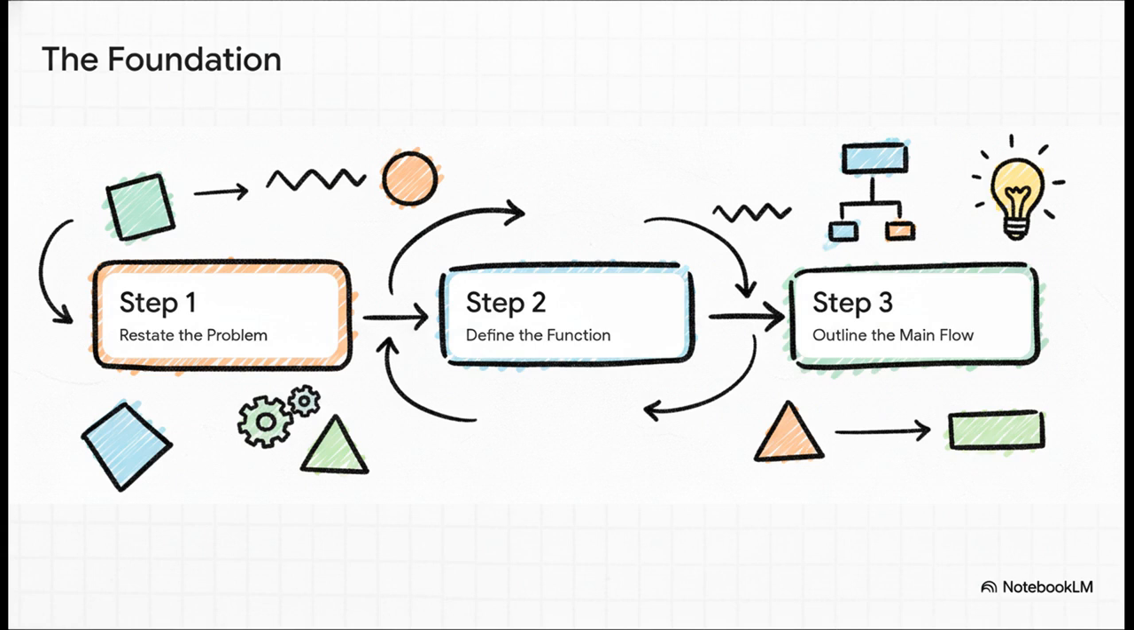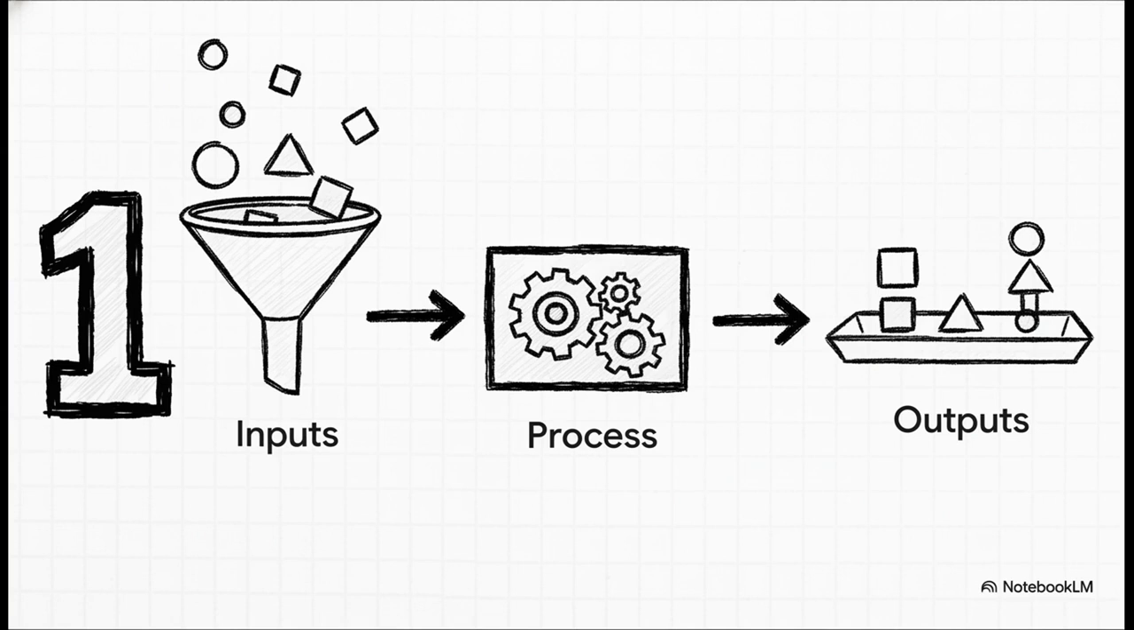Let's break them down. Step 1 is, you gotta hear me on this, it is so critical. Restate the problem in your own words. Just ask yourself, okay, what information am I starting with? Those are your inputs. What result do I need to produce at the end? Those are your outputs. And then the big one, what's the process that turns those inputs into those outputs?